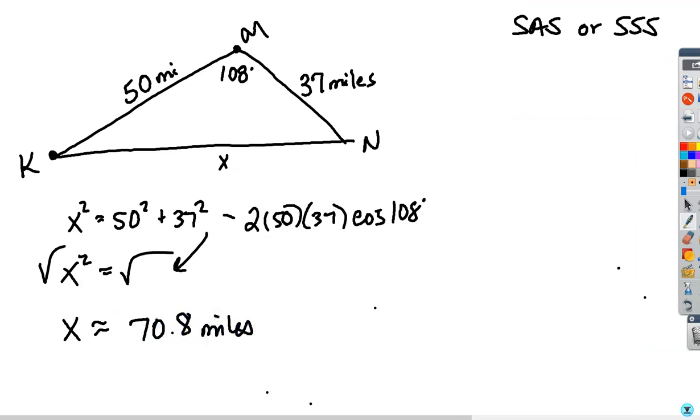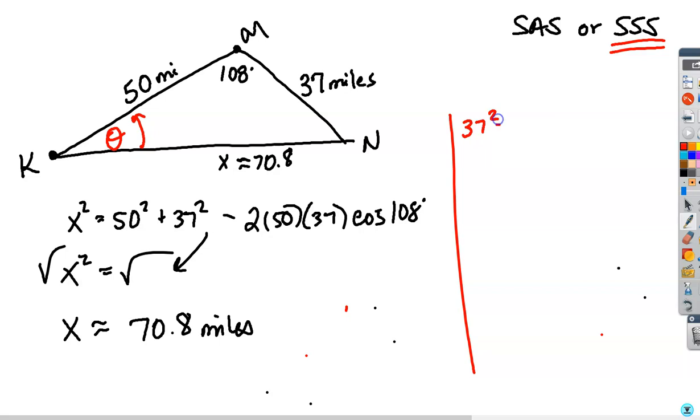All right, now that we have this, we want to know what this angle is here, the angle between going to town N versus going to town M. This is where I can use the second version, which is I'm going to solve backwards. So you're going to use this as your angle. If this is my angle of reference, then the opposite side to that is now 37. So my opposite side squared is going to be the 37. My two legs, if I'm using this angle, are the 50 and the 70.8.